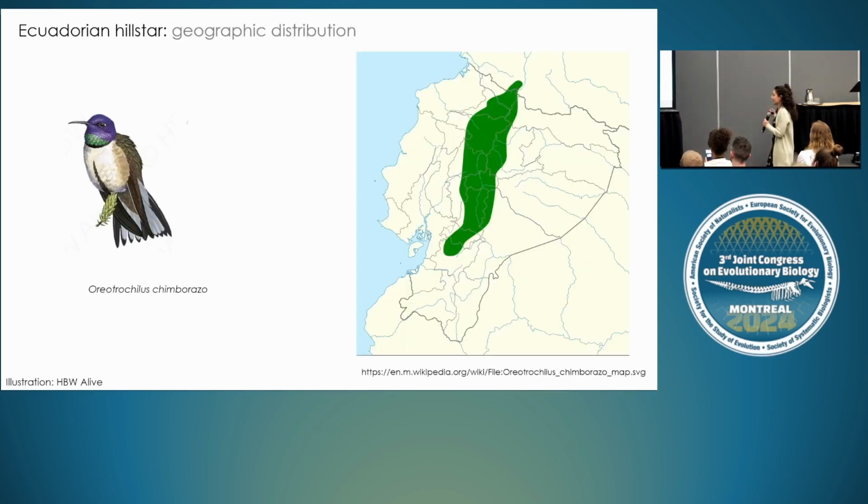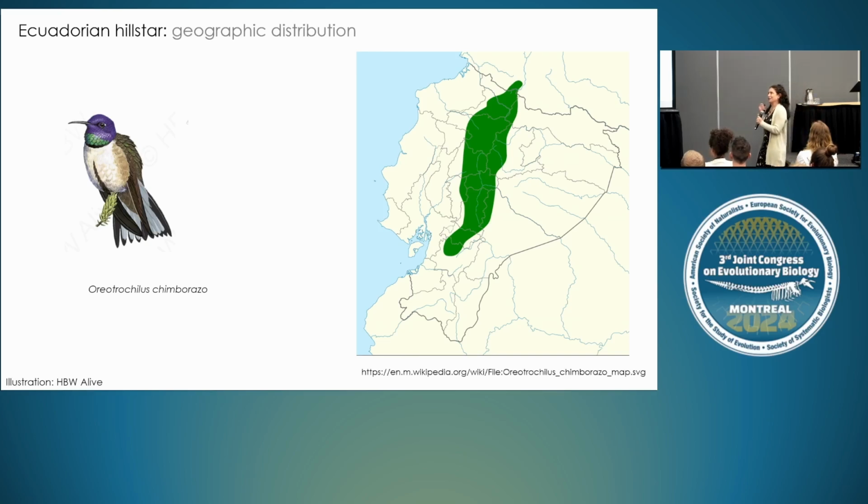Our study organism is a hummingbird, and I don't know if many of you know, but Ecuador is a tiny, tiny country. So finding a species that has almost its whole range in that little country is a given.